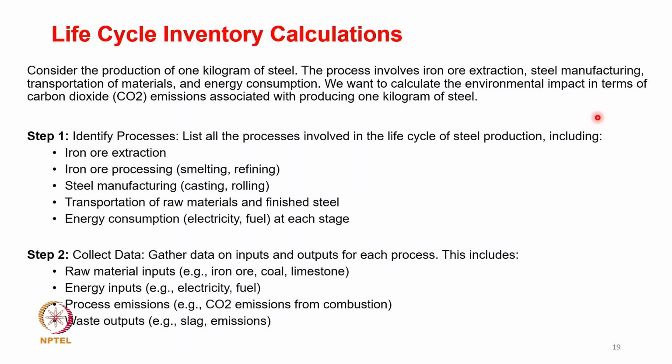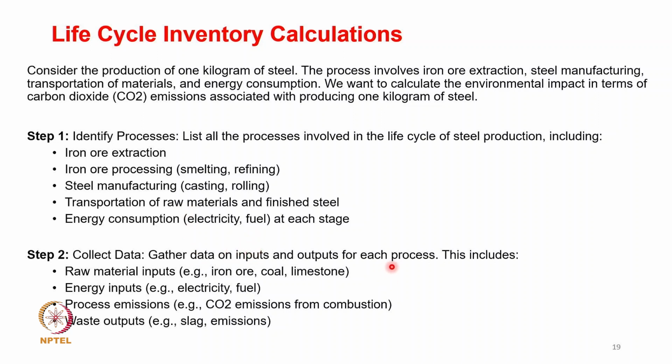So let's take an example. Consider the production of 1 kilogram of steel. This process involves iron ore extraction, steel manufacturing, transportation of materials, and energy consumption. We want to calculate the environmental impact in terms of the carbon dioxide emission associated with producing 1 kilogram of steel. What is step 1? You have to identify the processes, listing all processes in the life cycle of steel production, including extraction, processing, steel manufacturing, transportation, and related energy consumption.